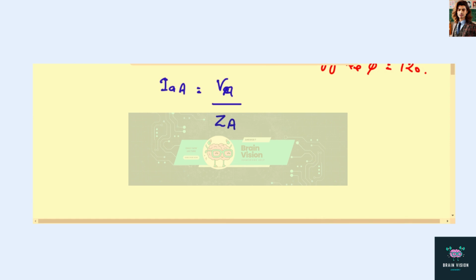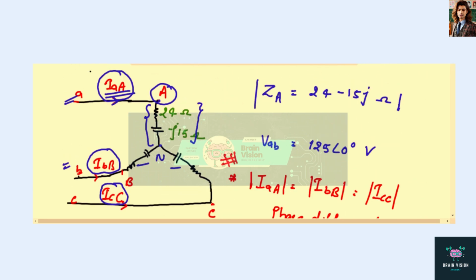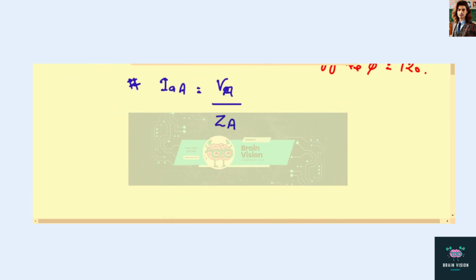We don't have the value of V_A, the phase voltage, so we have to find it from the line voltage. The formula is V_A equals V_AB, the line voltage, divided by root 3, with the angle lagging from V_AB by 30 degrees.